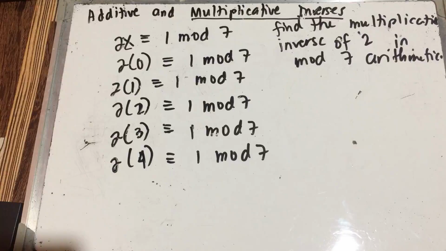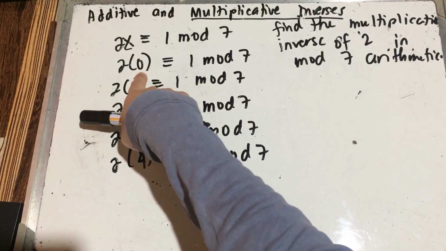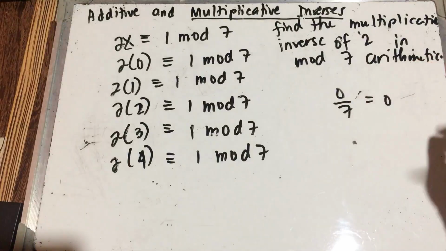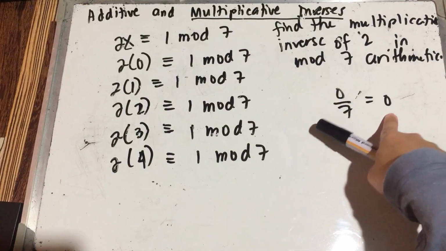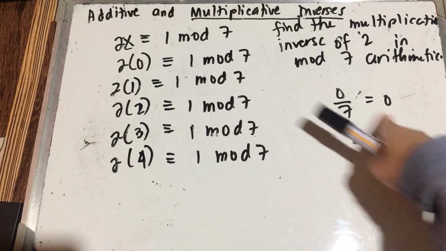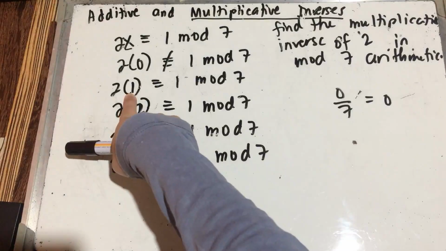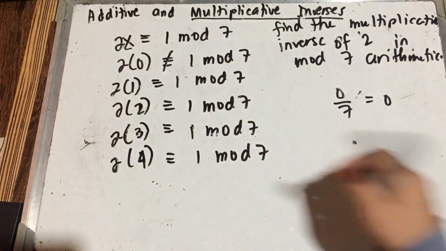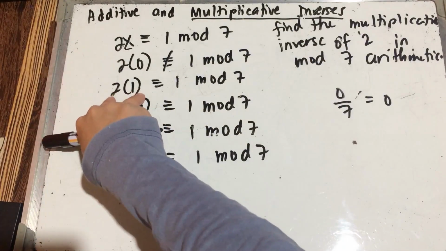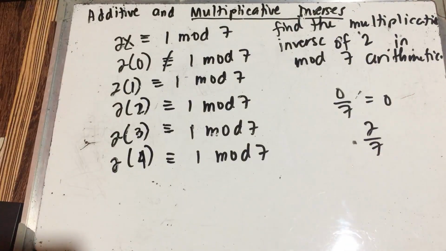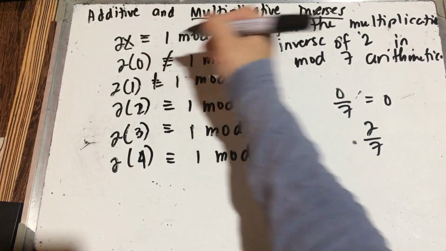Let us test one by one. If x is equal to 0, this becomes 0. So 0 over 7 is equal to 0, and the remainder is still 0. So x equal to 0 is not the inverse. Next, when x is equal to 1, the value is 2 over 7. When you divide 2 by 7, we cannot divide 2 by 7, meaning it is not the remainder.